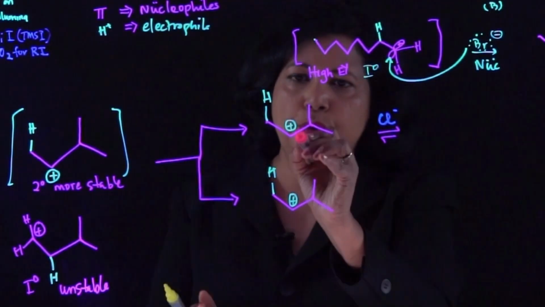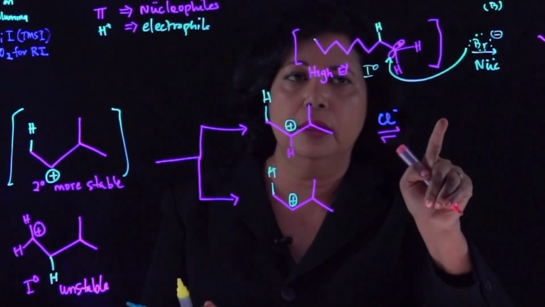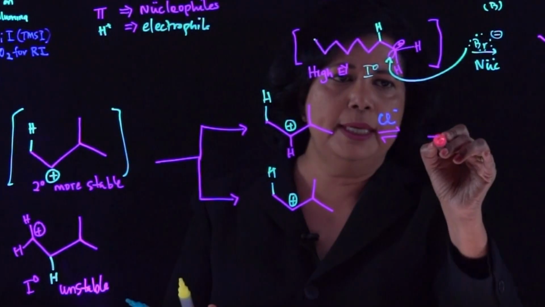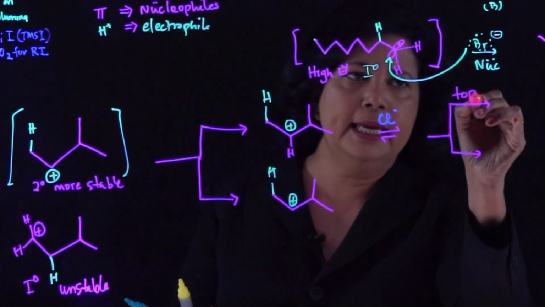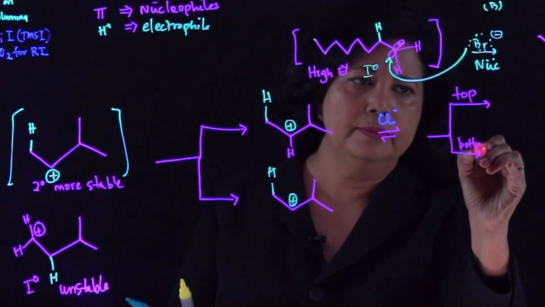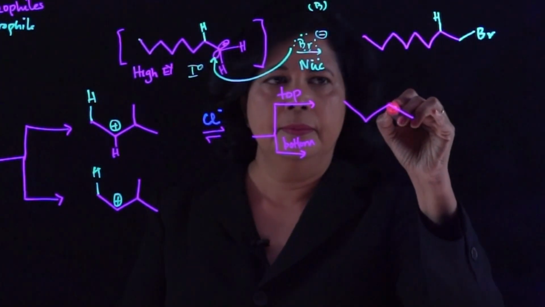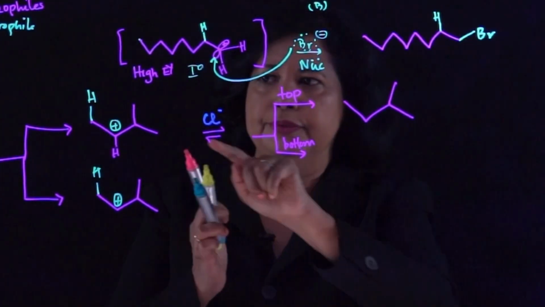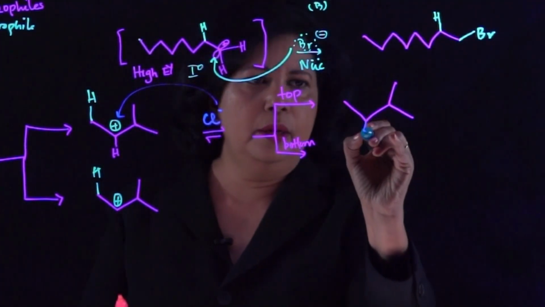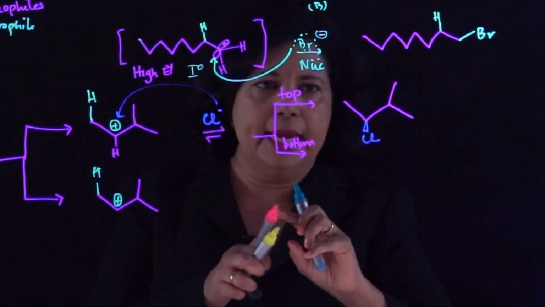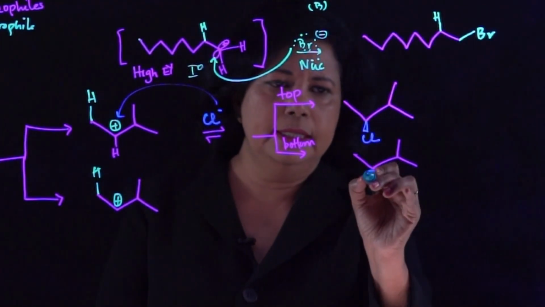It's sp2 flat, and so you know it's got options. It can go on top or it can go on the bottom. So there are two ways that it can attack. I'm just going to write top attack and bottom attack here. So if it attacks on the top, it is going to have right over here a wedge. If it attacks on the bottom, it's going to be on a dashed line.